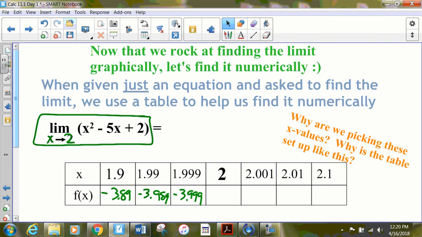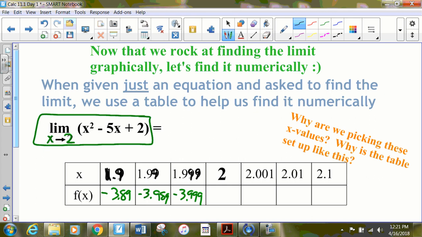Well, we didn't pick it. Somebody put this, well, I did. The table's just there waiting for you. I believe you'll always have a table that's set up for you, but that's the reason why we start really close to 2, 1.9. And then we try to get even closer to 2 by adding another 9, another 9, another 9, right?